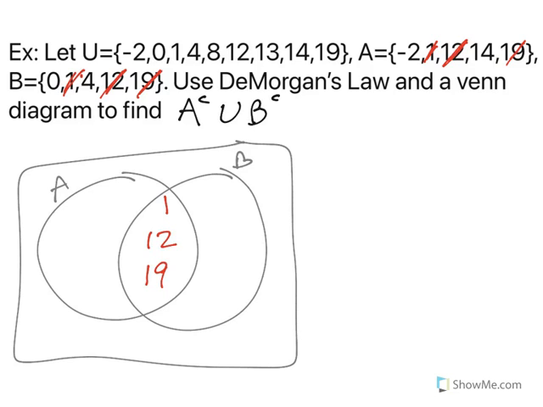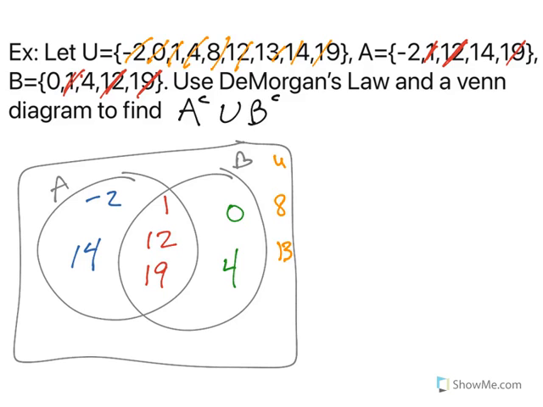Okay, what is left in set A? I've got a -2, I've got a 14. In B, I have a 0 and a 4. Now it's important to go through the universal set to see what we have left that goes on the outside. So we have -2, 0, 1, 4, 8. 8 is going to be on the outside because it is not in A or B. I have 12, 13. 13 is going to be on the outside. 14, 19 already taken care of. Okay, so I have my Venn diagram set up.